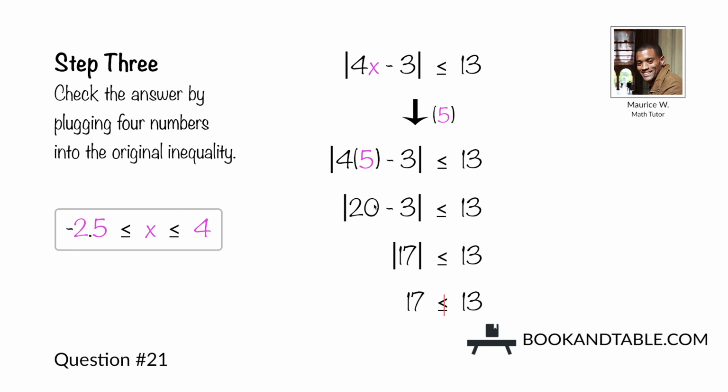4 times 5 is 20. 20 minus 3 is 17. The absolute value of 17 is 17, leaving you with the false statement, 17 is less than or equal to 13. So this confirms that the answer to question 21 is negative 2.5 is less than or equal to x, which is less than or equal to 4.